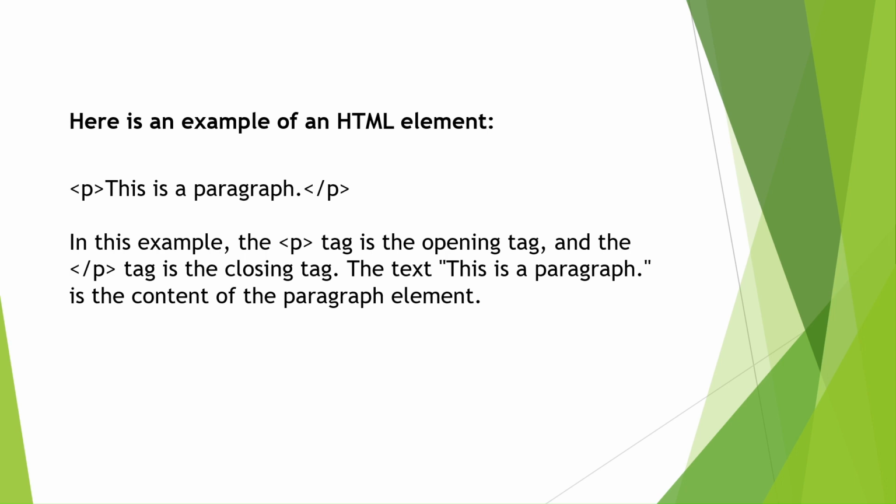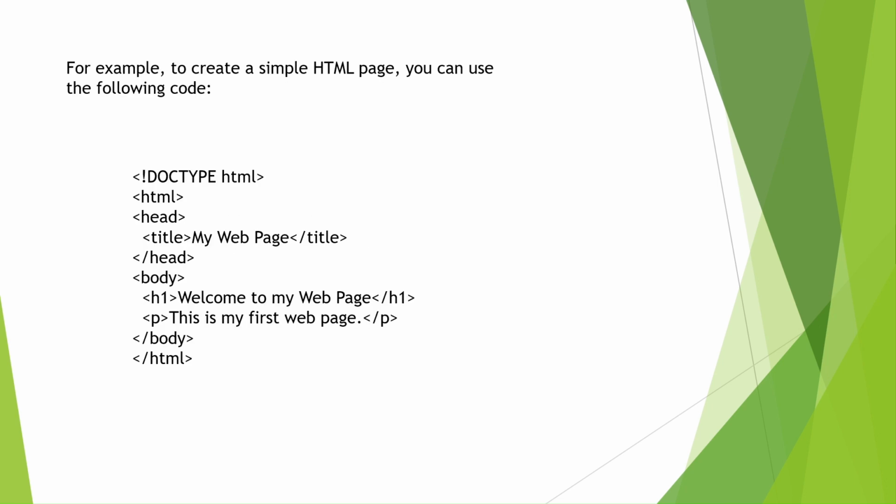To use HTML, you need to create a text file with a .html extension and include HTML tags in it. HTML tags are used to define different elements on the web page, such as title, headings, paragraphs, lists, images, links, and more. For example, to create a simple HTML page, you can use the following code displayed here. This code creates a basic web page with a title, a heading, and a paragraph.